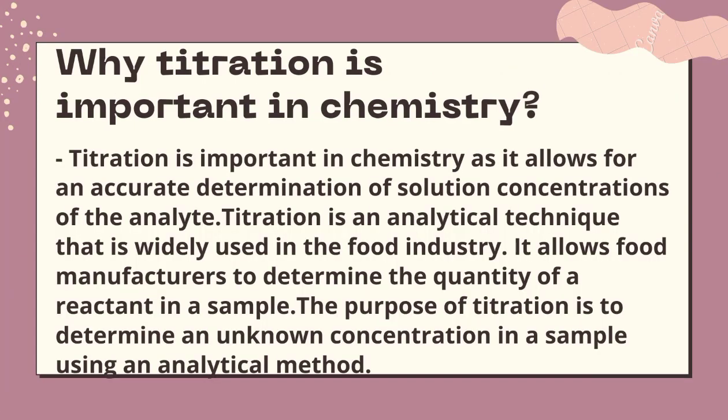Why is titration important in chemistry? Titration is important in chemistry as it allows for an accurate determination of the concentration of an analyte in a solution. Titration is an analytical technique that is widely used in the food industry. It allows food manufacturers to determine the quantity of a reactant in a sample.